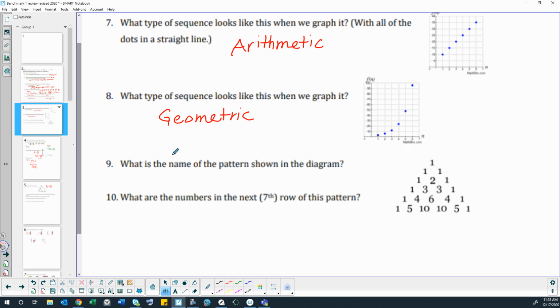Number 9, this pattern we learned about a few days ago is called Pascal's triangle. And to create Pascal's triangle, we just add the numbers in the row above to get the next row below. So we start with 1s, and then 1 plus 1 is 2, 1 plus 2 is 3, 2 plus 1 is 3, 1 plus 3 is 4, 3 plus 3 is 6, 3 plus 1 is 4, 1 plus 4 is 5, 4 plus 6 is 10, 6 plus 4 is 10, 4 plus 1 is 5. We just always start and end with 1.